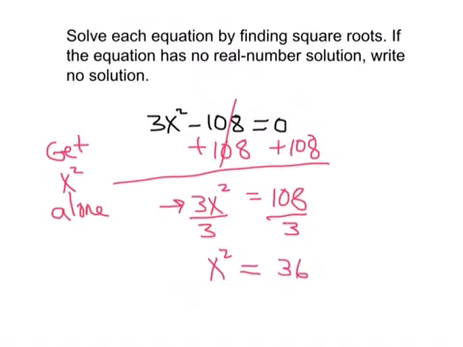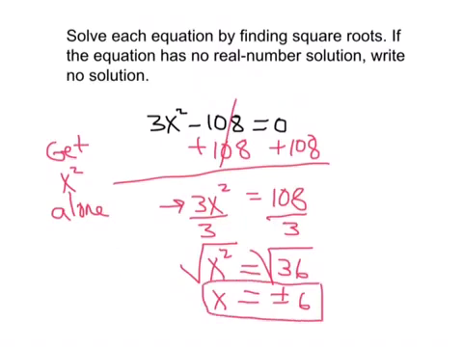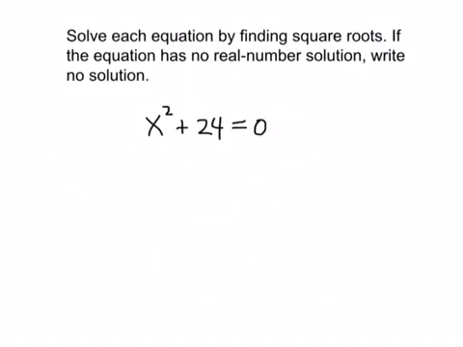And finally, we're going to undo the square, so square root both sides. And you get x equals plus or minus 6. We always get that plus or minus whenever we square root both sides of an equation. So there's our answer.